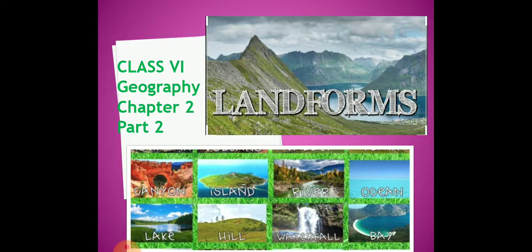In the previous video, we finished a very short point or two, and there were so many important terms which we discussed. I think you all have watched that and understood it. Now we'll find how these types of landforms are formed.